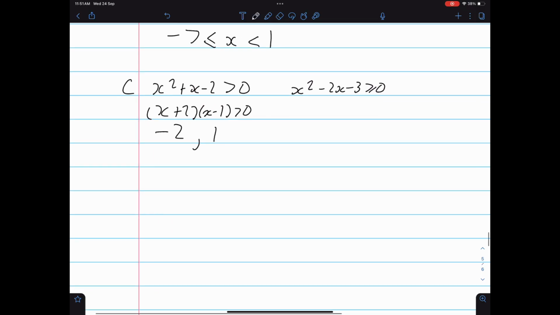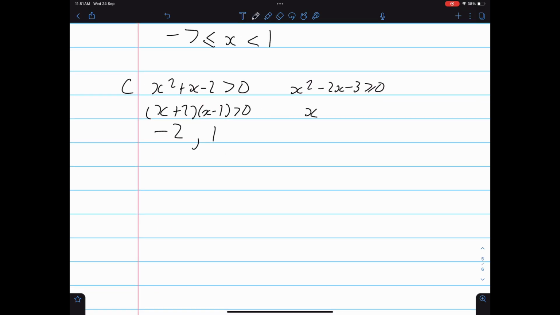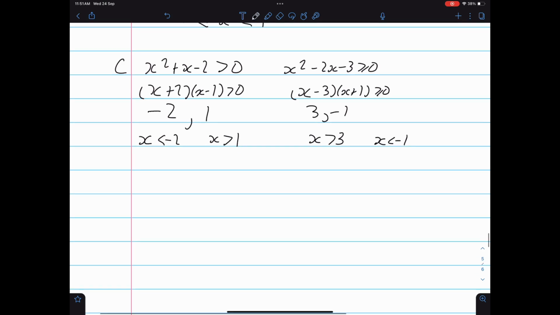Minus 2 and 1 are the critical points on that side, and 3 and -1 on this side. We want both of them to be greater than 0. So it will have to be less than -2, greater than 1, greater than 3, or less than -1.